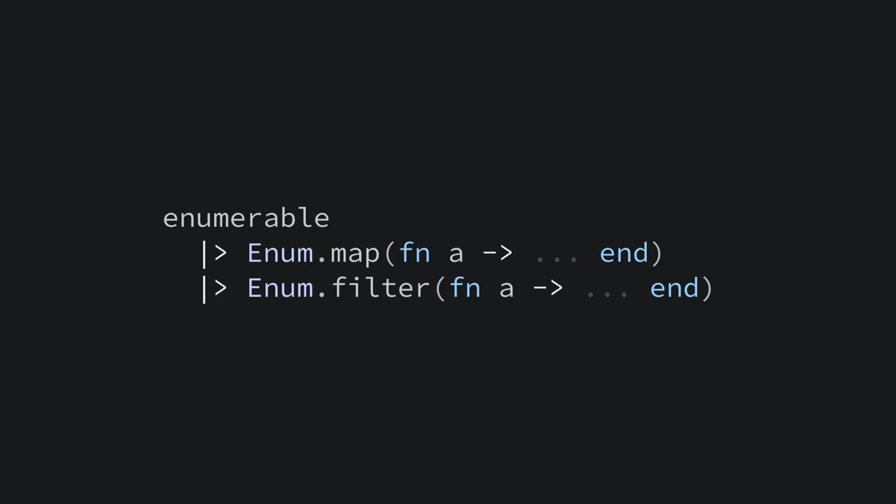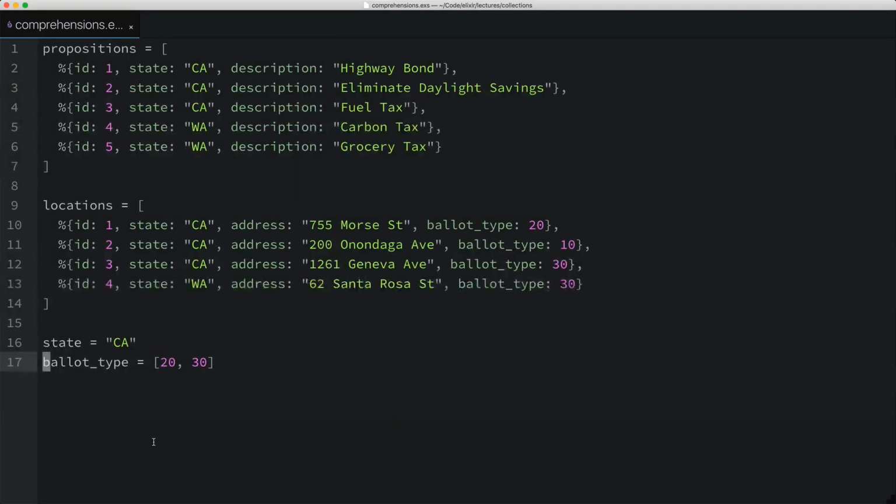But there's one aspect of this challenge that's a little bit different than anything we've talked about so far. What exactly do I mean? Well, so far, when we've mapped and filtered, we were only dealing with a list. But in this example, we're dealing with two lists. So how should we handle this? Can we just use the enum or stream module and do filtering and mapping?